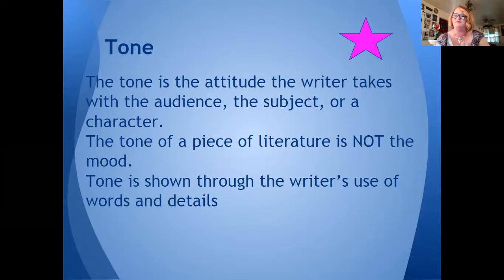Our first story is going to be mostly focusing on characters, the moral of the story, things like that.